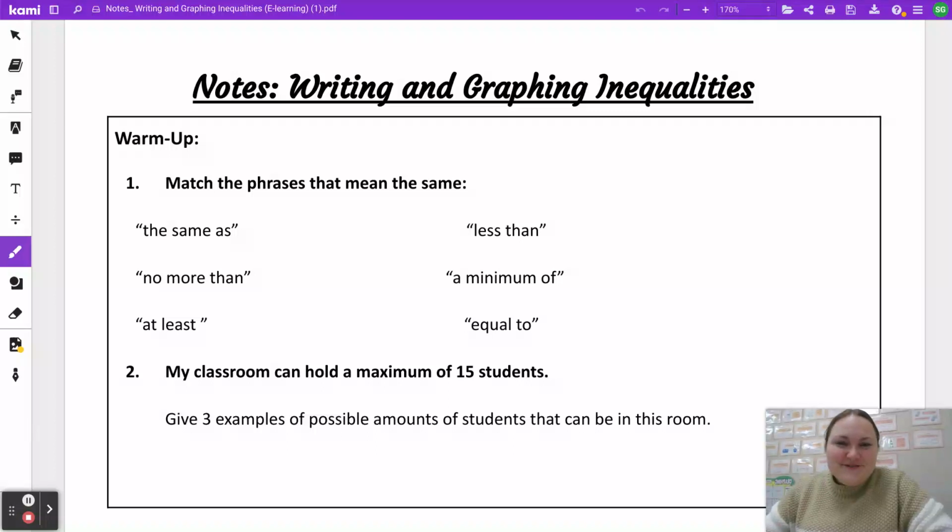Hi, pre-algebra students. This is going to be our first lesson of 3 on inequalities. Specifically, in this lesson, we're going to focus on writing and graphing inequalities. The warm-up questions are currently on the screen.